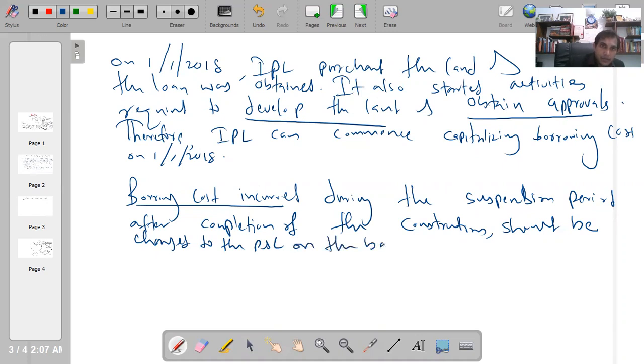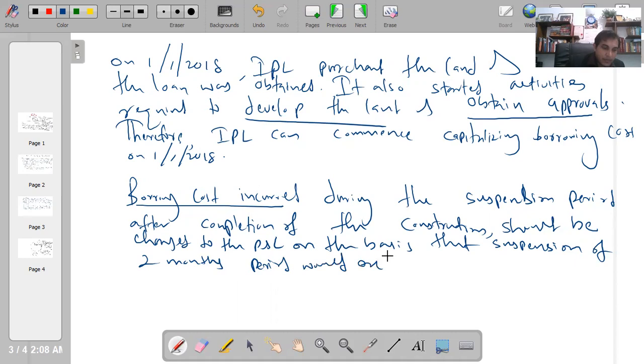Charged to the P&L on the basis that the suspension period of 2 months would extend the project beyond the planned date.